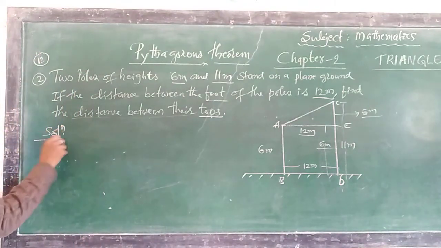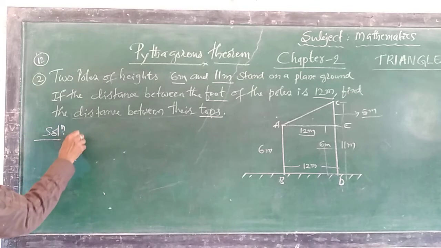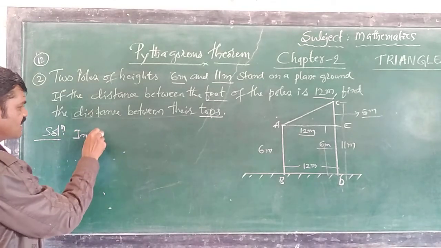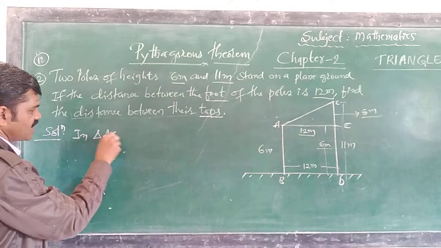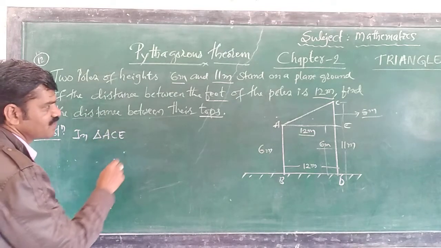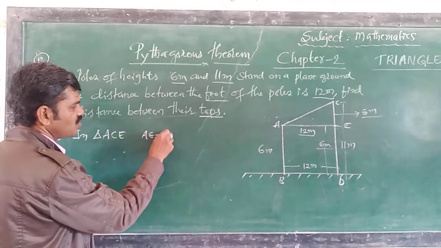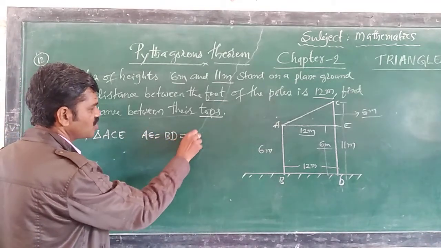Solution. In triangle AEC, AE is equal to BD is equal to 12 meter.